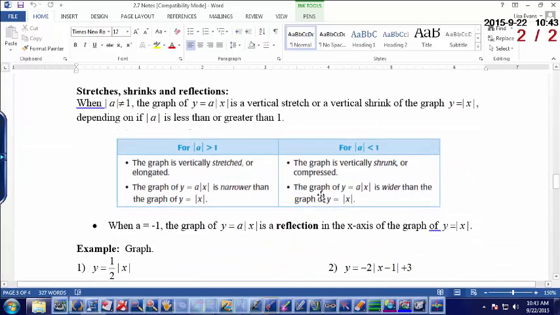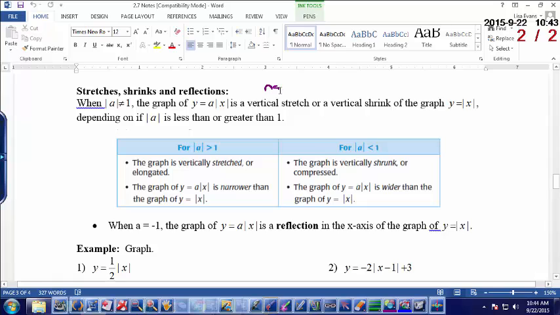Okay, moving on. Now we're going to throw in an A. We're going to talk about stretches and shrinks, our graph getting narrower or wider. So we're going to throw A into the equation, which is going to be in front of the absolute value. So when the absolute value of A is not equal to 1, the graph of A times the absolute value of X is a vertical stretch or a vertical shrink.